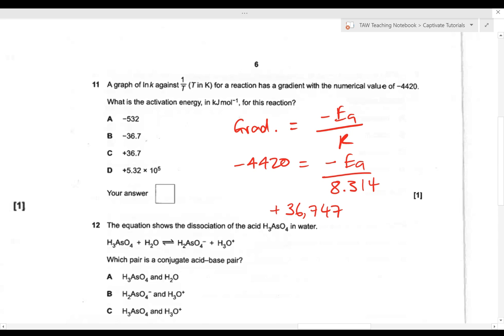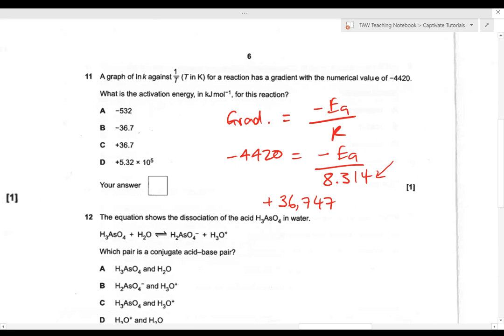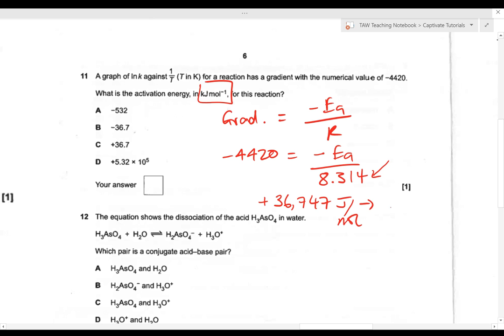And that's not quite the answer, because if you look at the data sheet, the value for R is given in joules, and we have been asked what the activation energy would be in kilojoules. So we need to divide that by 1,000, and that gives us an answer of plus 36.7, which is our answer here, C.